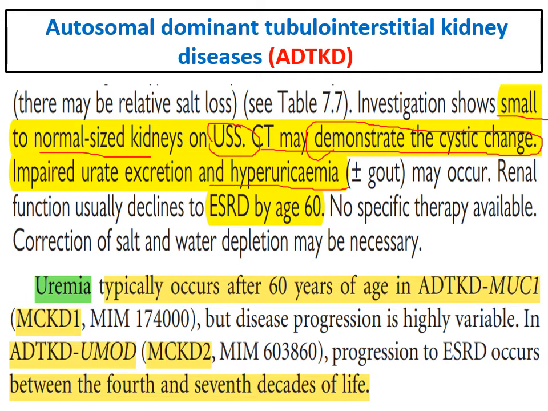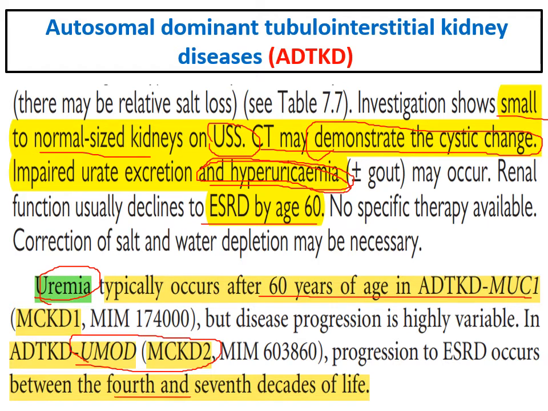Usually they are associated with hyperuricemia, especially with uromodulin or medullary cystic kidney disease 2, and CKD usually progresses to end-stage renal disease by the age of 60. Uremia, as we said, usually occurs after 60 years of age in medullary cystic kidney disease 1, or the MUC1 gene mutation. But in uromodulin or medullary cystic kidney disease 2, it can occur between the 4th and 7th decade of life.